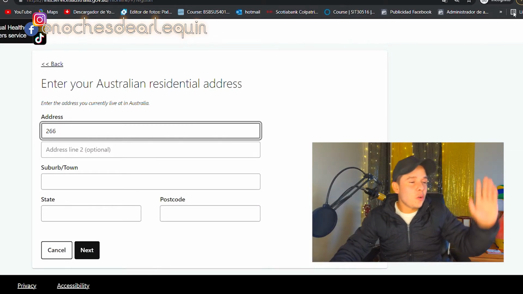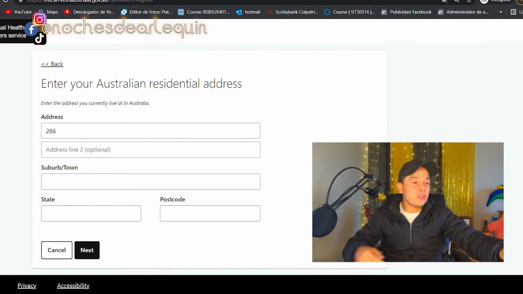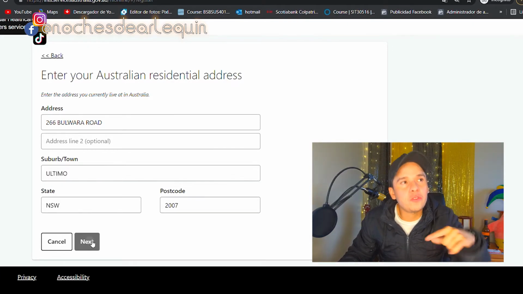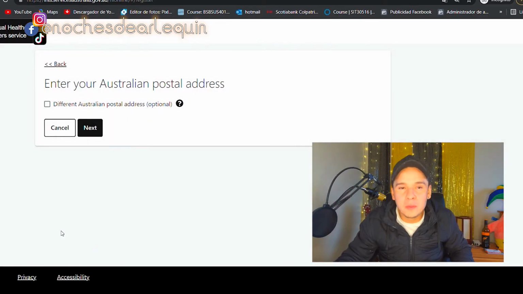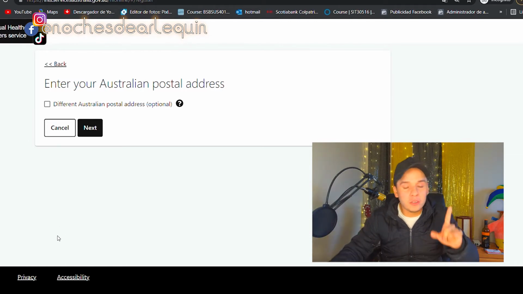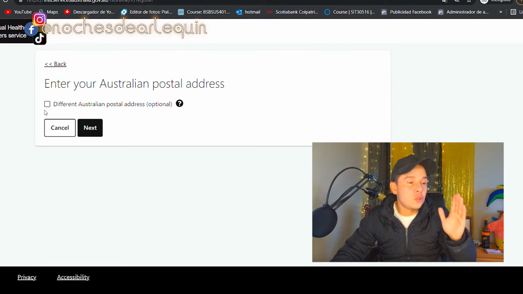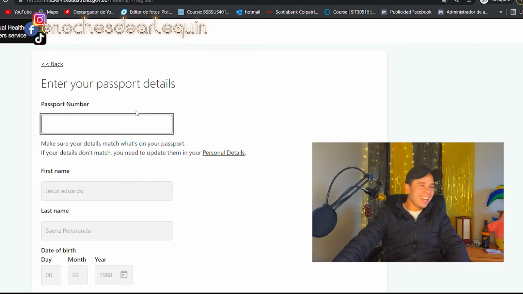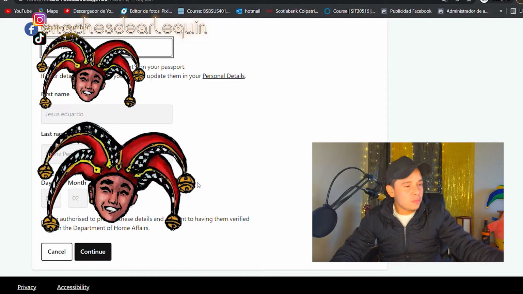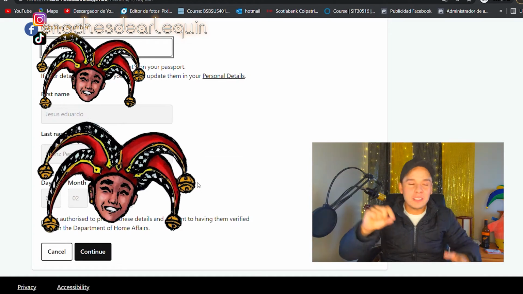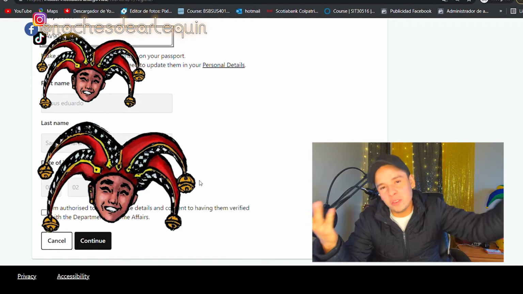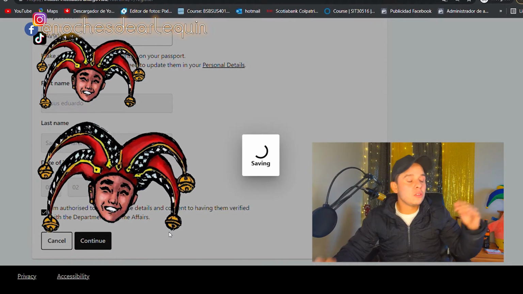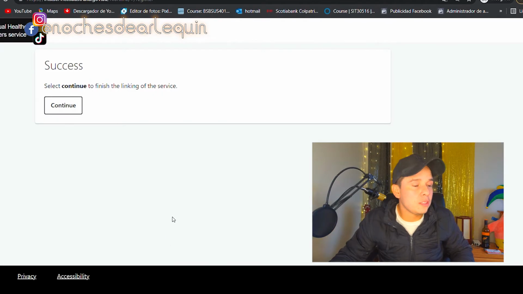Okay, so you put it here. This is very important because if you have a different address or different houses registered in the New South Wales service, maybe you have a little mistake there. For that reason, you have to remember which address is correctly yours. Okay, you put your passport. If you chose driver license before, then you have to put the driver license. But here you have to put different information and check the authorization and continue.